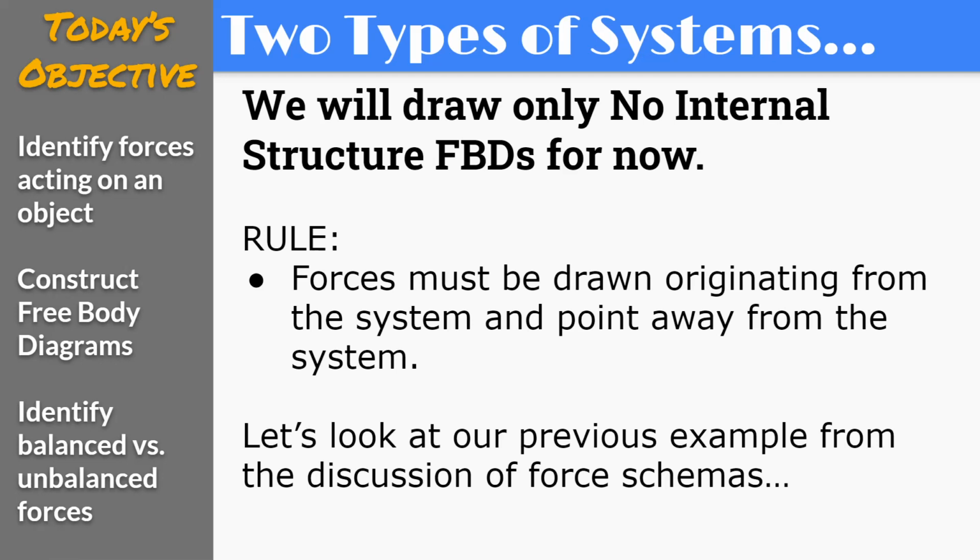They are going to come because there are different units where it matters exactly where you push on the object, specifically if the object is going to start rotating around something. But for now, we're just going to show the center of mass as a dot, and we're going to show all of the forces acting on the center of mass. As a rule, forces must be drawn originating from the system and pointing away. So we're going to start our arrows on the dot and then point them away from the system depending on which way they're going.